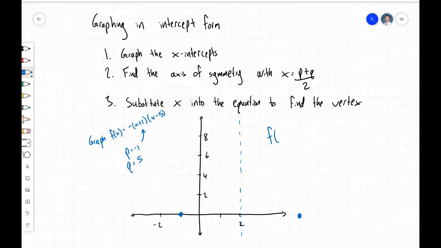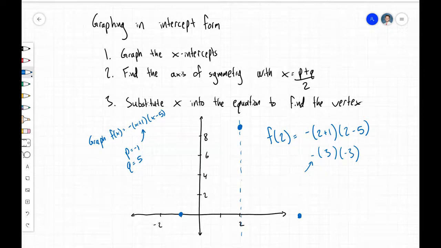So f of 2 is equal to negative (2 plus 1)(2 minus 5). So 2 plus 1 would be 3, and 2 minus 5 would be negative 3. So then we have 3 times negative 3, which is negative 9, and negative 1 times negative 9 would equal positive 9. So our vertex here would be at (2, 9). Now since we have 3 points, we can graph our parabola.